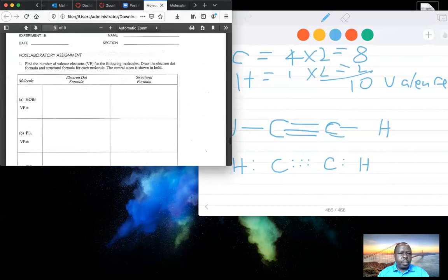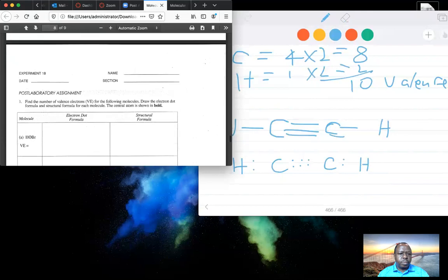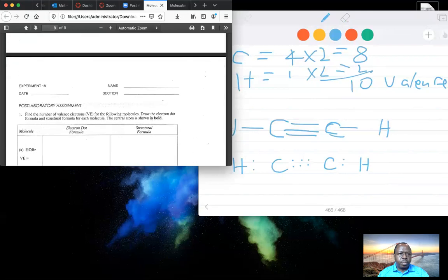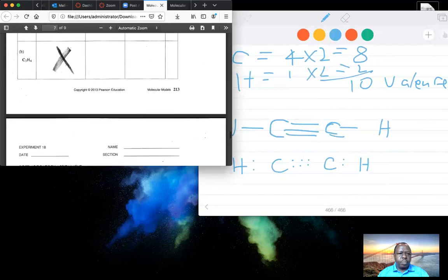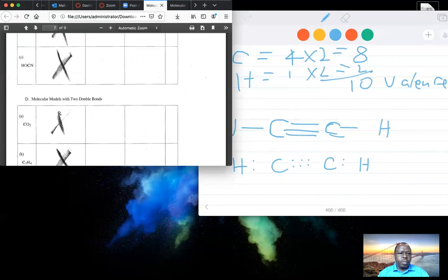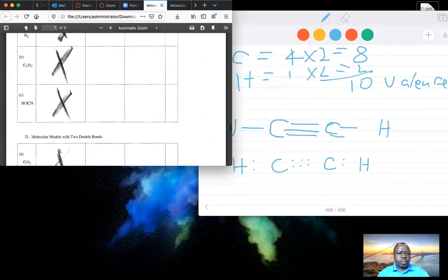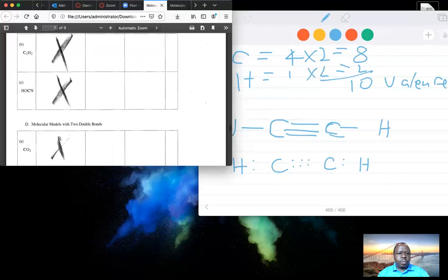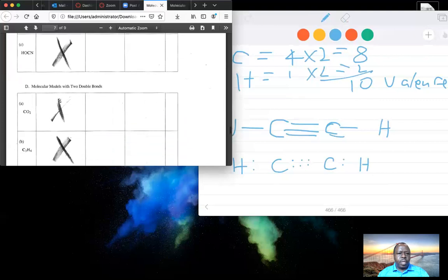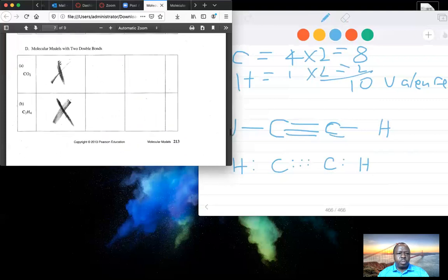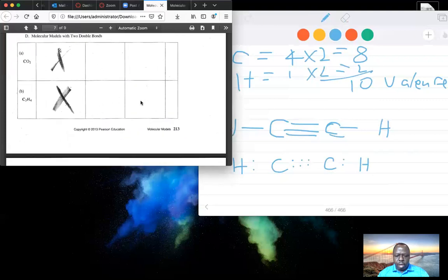That is part C. This is the same thing, 2 double bonds. That means you have 2 double bonds within the molecule. Try this, you have done that.